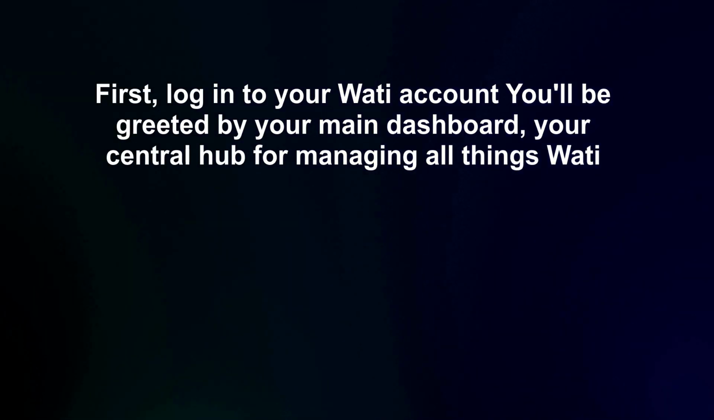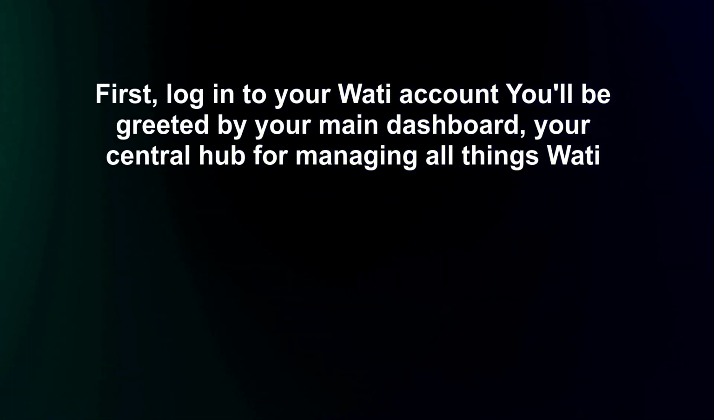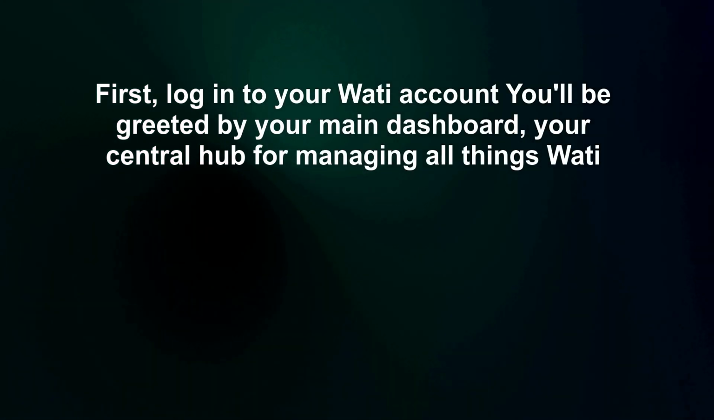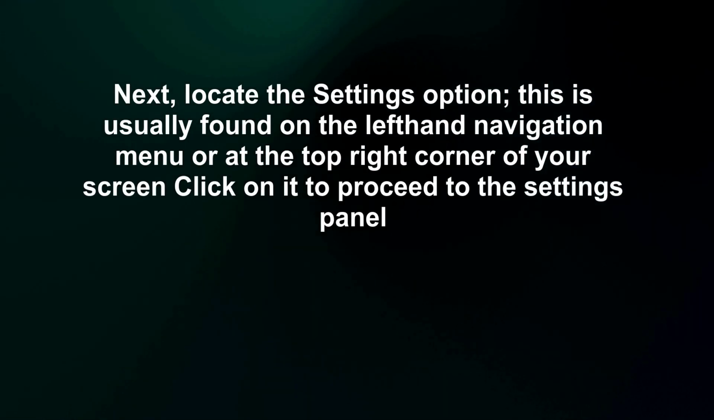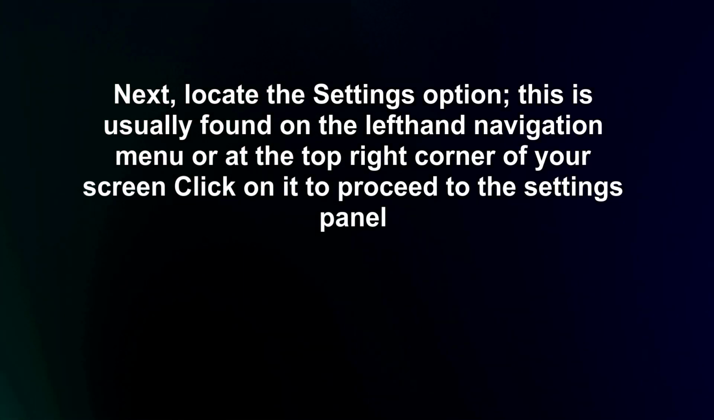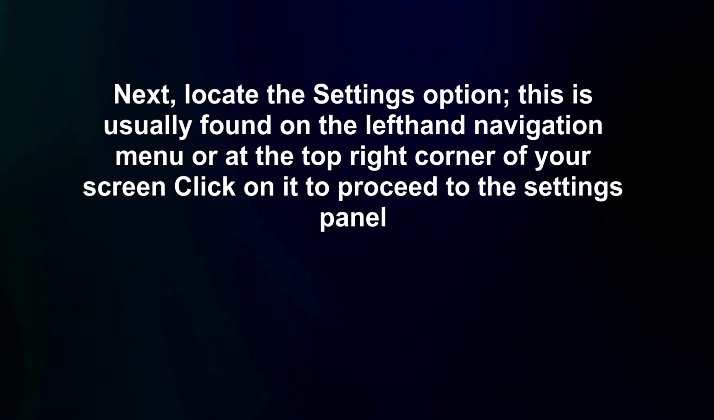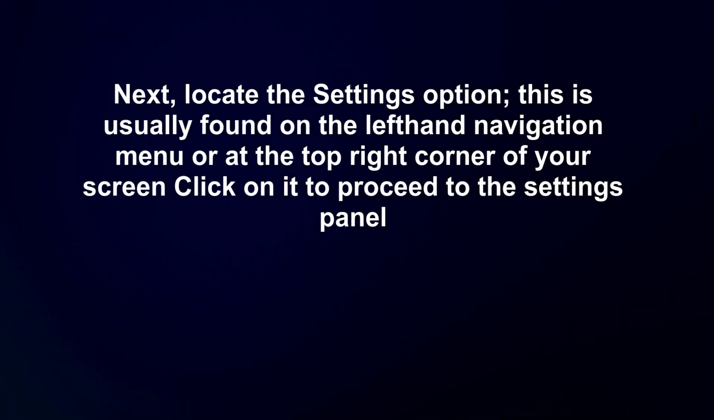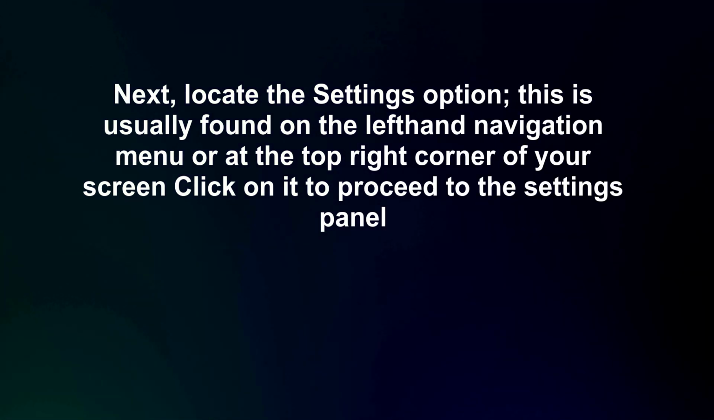First, log into your Wati account. You'll be greeted by your main dashboard, your central hub for managing all things Wati. Next, locate the settings option. This is usually found on the left-hand navigation menu or at the top right corner of your screen. Click on it to proceed to the settings panel.